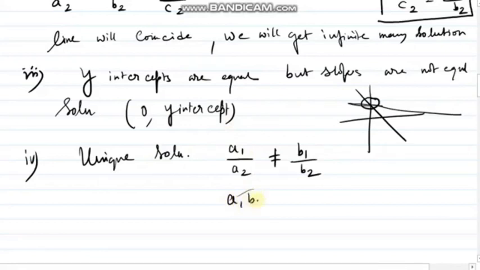So a1 b2 is not equal to a2 b1, that is, a1 b2 minus a2 b1 is not equal to 0. Just check the denominator of the cross multiplication method.